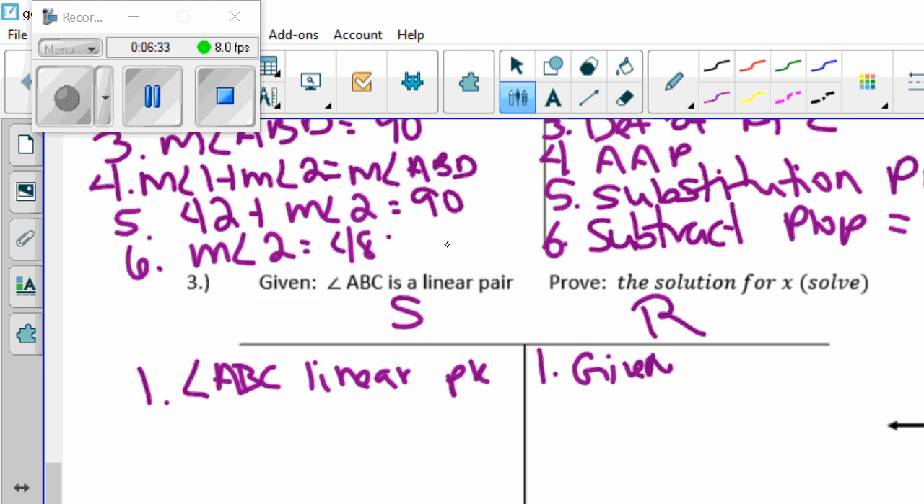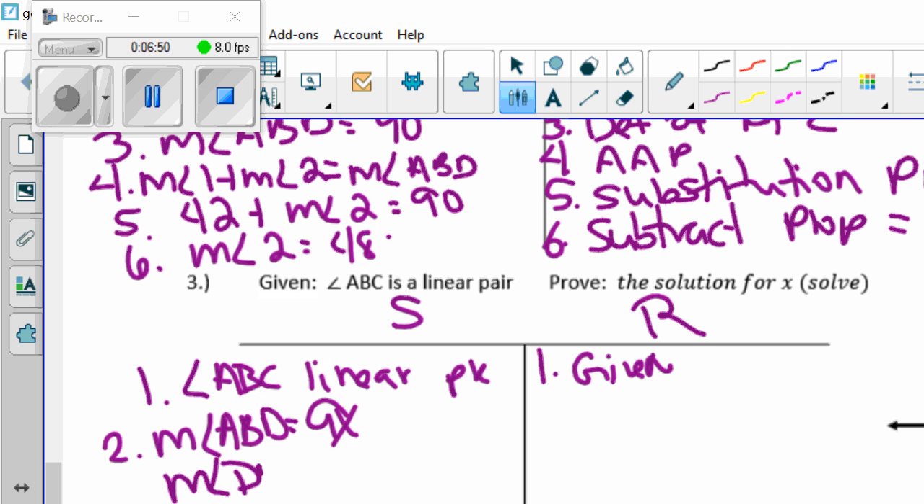Also over here in the picture, they told me that angle ABD is 9x and DBC is x plus 30. So I can put that in. So next I'm going to say measure angle ABD equals 9x. The measure of angle DBC equals x plus 30. Also given because they provided that in the picture.